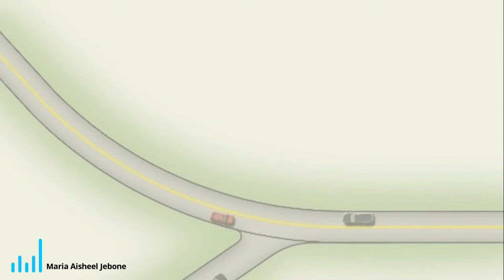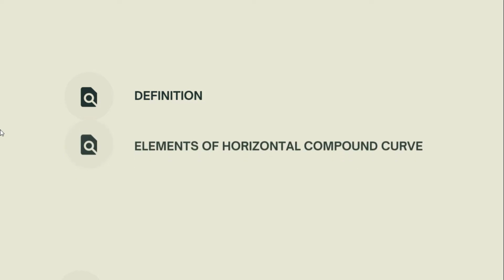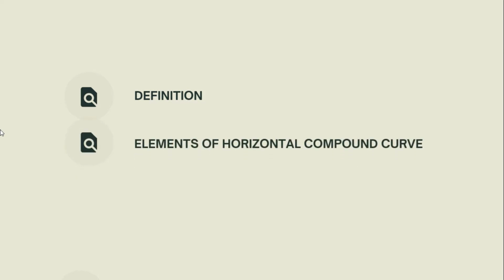At this juncture, I'll be discussing the second type of horizontal curve, which is the horizontal compound curve. So this is the outline of what I'll be discussing for today. We will define a compound curve and what makes it different from other types of curves. We will also be tackling the important elements of the compound curves and where in the field we actually use a compound curve, and also a sample problem will be given.